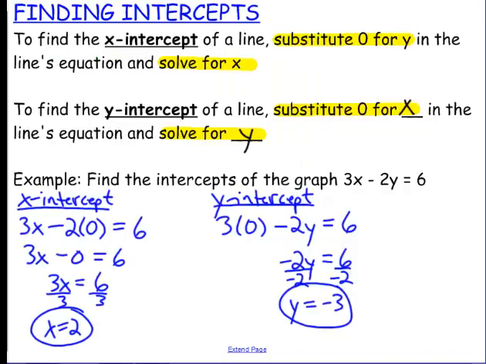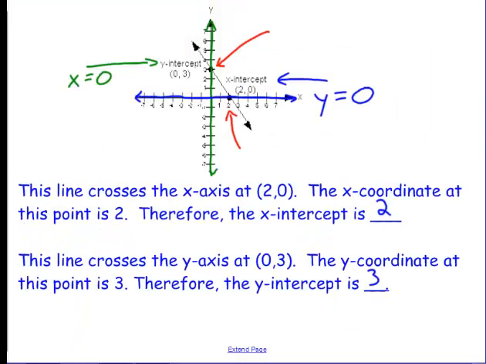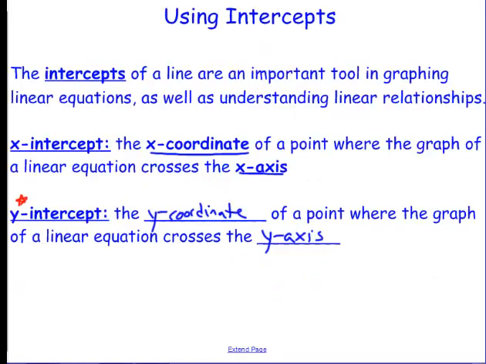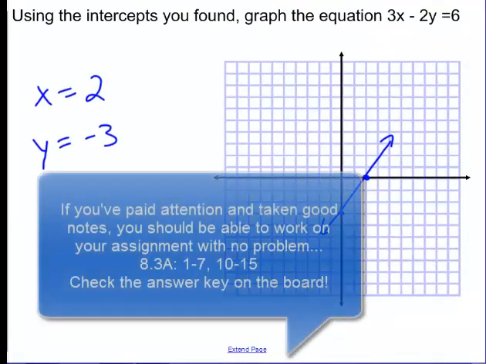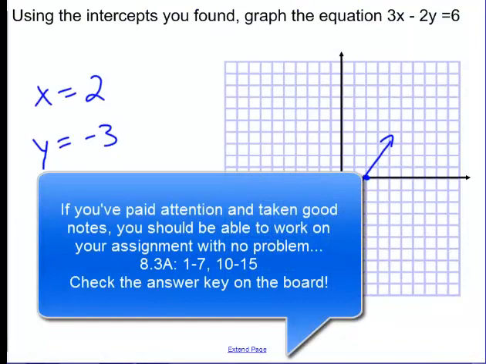So just remind yourself a little bit as far as how we found the intercepts. Make sure that we understand what those intercepts are as far as where they're crossing the x or y axis and what we are looking for there. And then just make sure that we really understand what they are, how to find them, and how to graph them. If you understand this, you should be fine for your assignment for the rest of the day, and we will finish your notes together tomorrow.